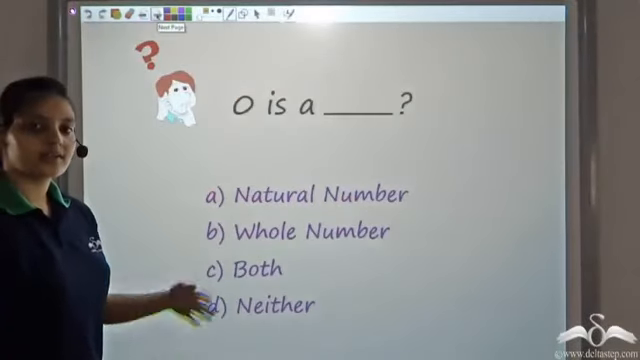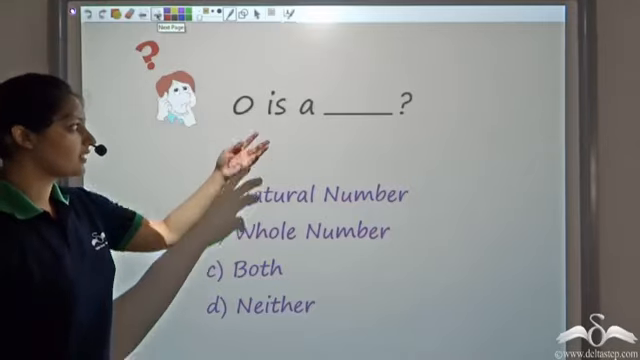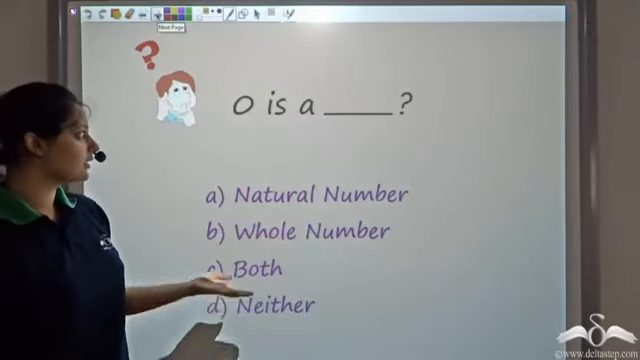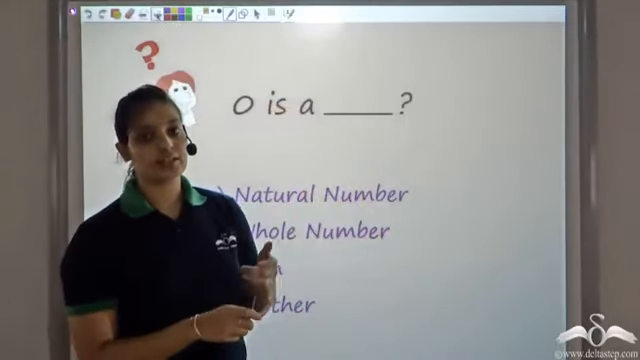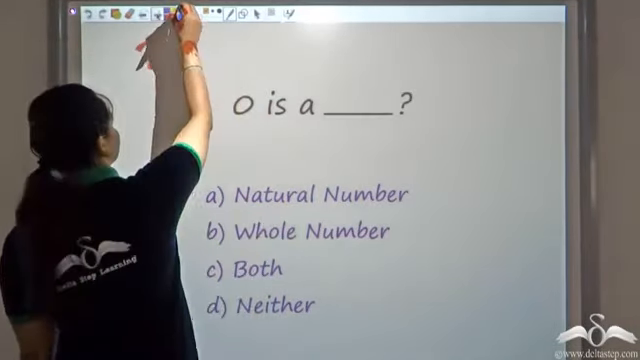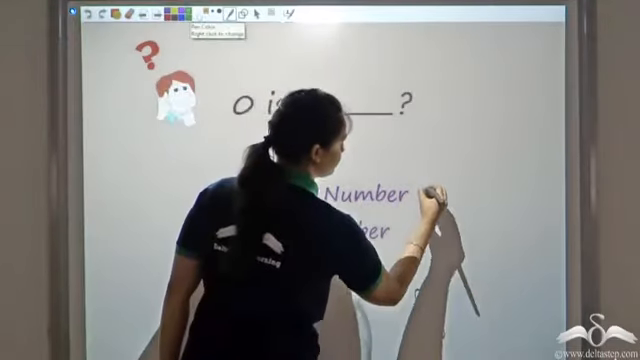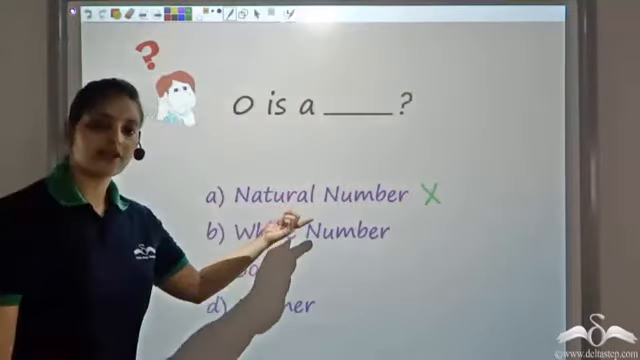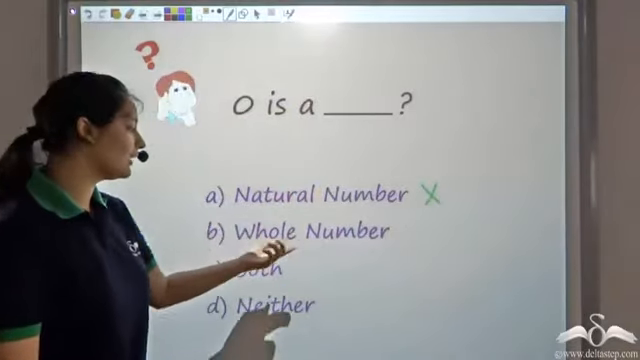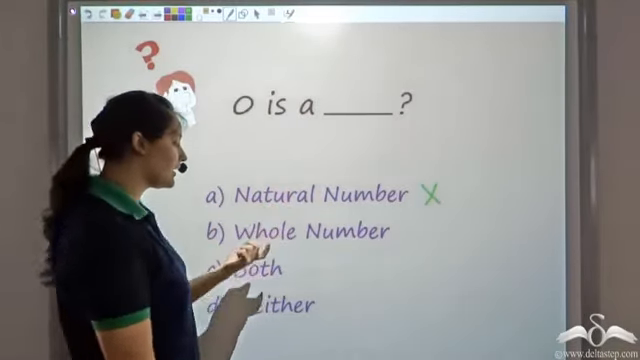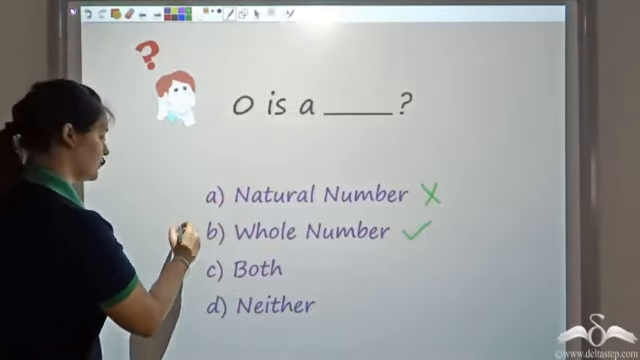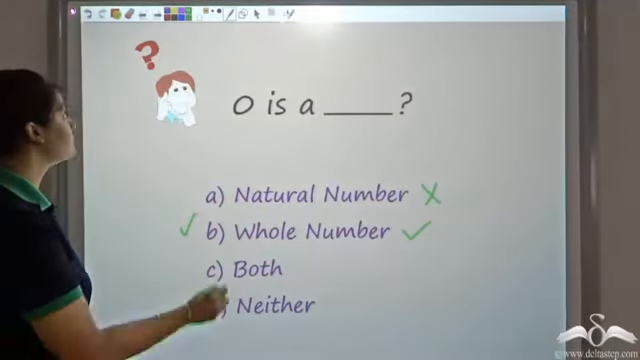So now, can you answer this question? 0 is a natural number, whole number, both, neither. Well, clearly we've seen that 0 was not included as a counting number, so it is not a natural number. But later when the need of 0 was felt, we included 0 to natural numbers, and hence it became whole numbers. So 0 is a whole number. So this is the correct answer.